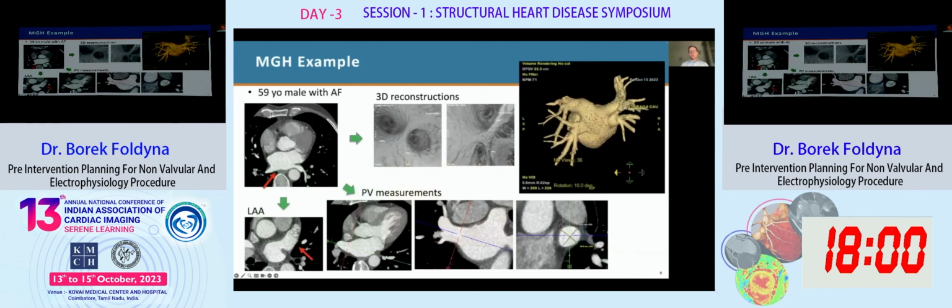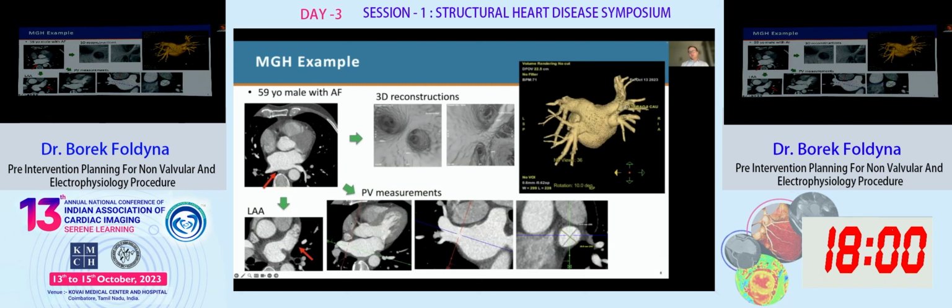Let's look at the MGH example. Here on the left, we have a 95-year-old male with atrial fibrillation. We usually describe the size of the atrium. We describe the position of the esophagus relative to the pulmonary veins. We see that here we have the esophagus relatively near to the right lower pulmonary vein. We also usually describe the left atrial appendage and rule out thrombus in this area.